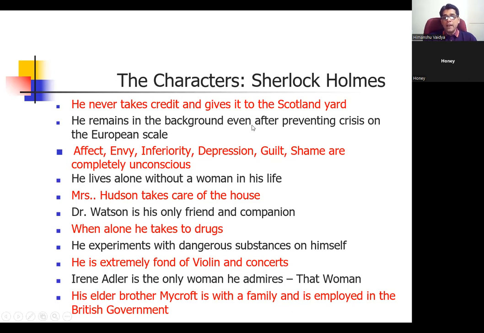Second, he remains in the background even after preventing a crisis on the European scale in the story, as though he believes, I don't deserve to be good enough in public. So deep inside there is a belief, I am not good enough, the reaction formation to which is, I am omnipotent. But I am not good enough comes up in this, that I don't deserve to get credit. And I am omnipotent comes up in all the tasks that he does. Both are at work. And this is true of most narcissistic personalities.